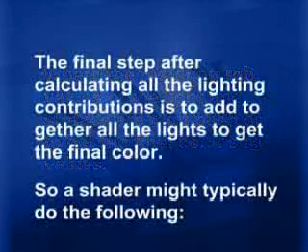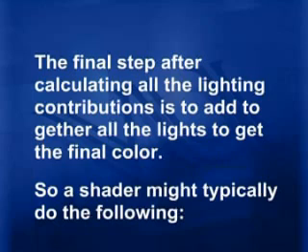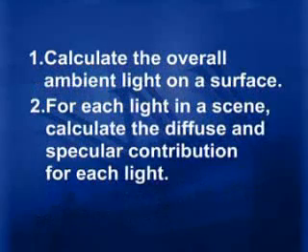The final step after calculating all the lighting contributions is to add together all the lights to get the final color. So typically a shader would do something like this. Number one, it would calculate the overall ambient light on a surface. You can recall what the ambient light concept is? Yeah, it's the natural prevalent environmental light. No specific light source employed, basic ambient light. So first of all, that would be calculated.